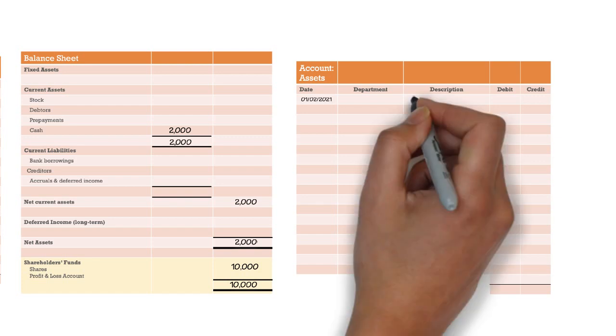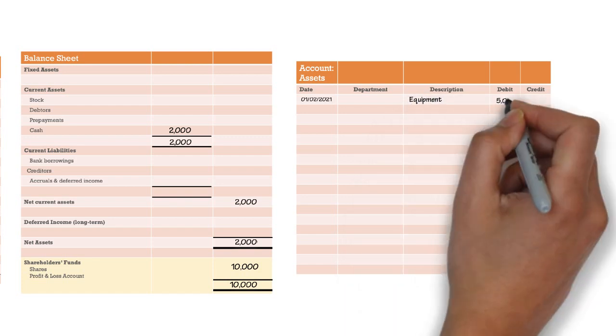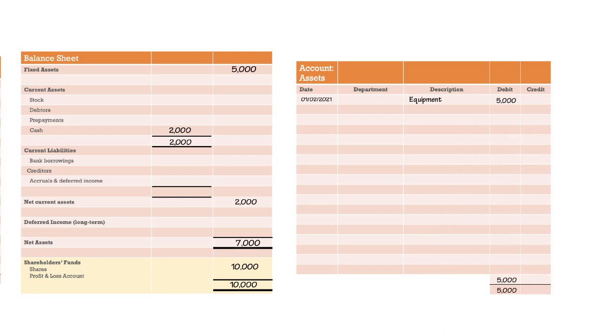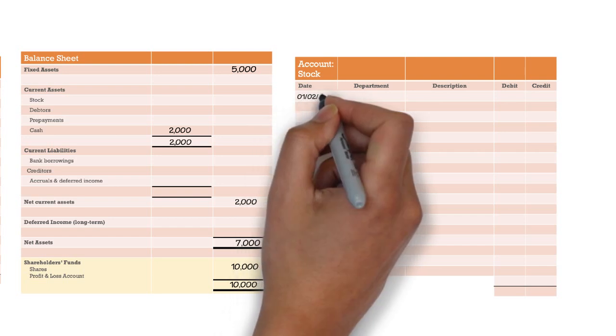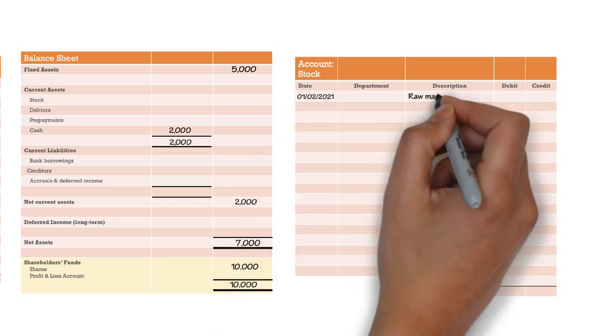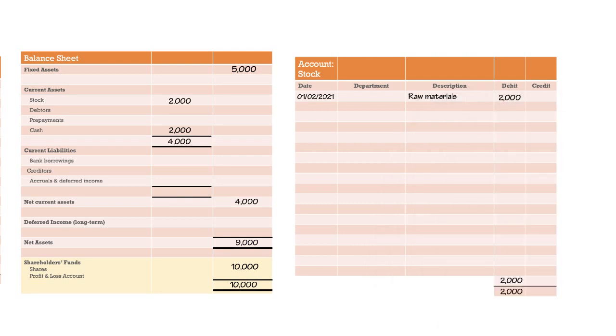Payment out of the bank was a credit, so the double entry into our asset account has got to be a debit, and this was the £5,000. Our raw materials initially will go into stock, and that was a payment of £2,000. Again, the double entry is a debit because the money out of the bank was a credit.